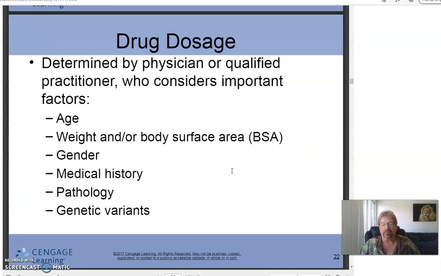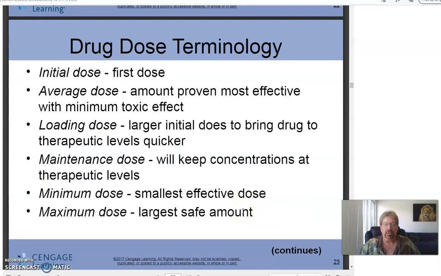All right, I know. Drug dosage is determined by a physician or qualified practitioner, like a PA, physician's assistant, or nurse practitioner. Important factors: age, the weight or body surface area. A big person has to have more drugs. The gender, medical history, the pathology, what's going on with them, genetic variants. And that's what these doctors determine, guys. Drug dose terminology: initial dose is the first dose.